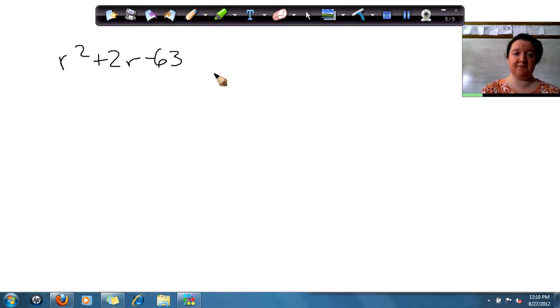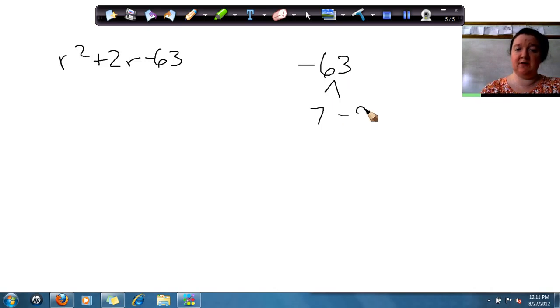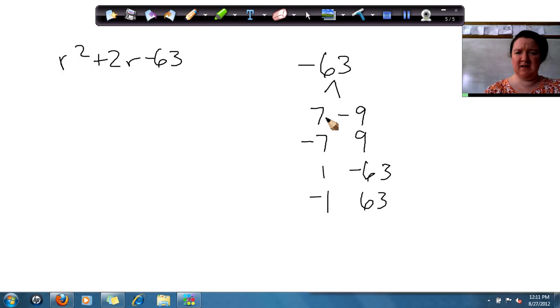Let's look at another example. Here, what multiplies together to give us a negative 63? I could do 7 and negative 9. I can do a negative 7 and a positive 9. I could do 1 and a negative 63. I could do a negative 1 and a positive 63. If I look at this, 7 plus a negative 9 would give me a negative 2. So I want a positive 2, so that doesn't quite work. A negative 7 plus 9 gives me a positive 2. So I found the pair that I want to use.